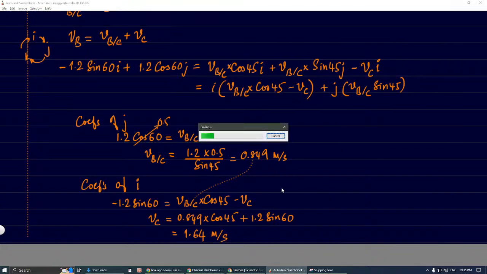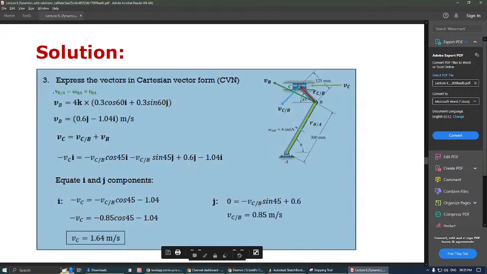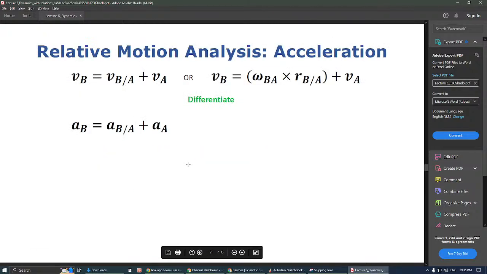Okay, sir, is it the same? Yeah, it is the same. So 0.85 we got the same. 1.64 we got the same.